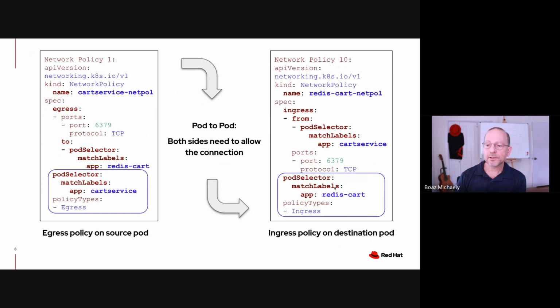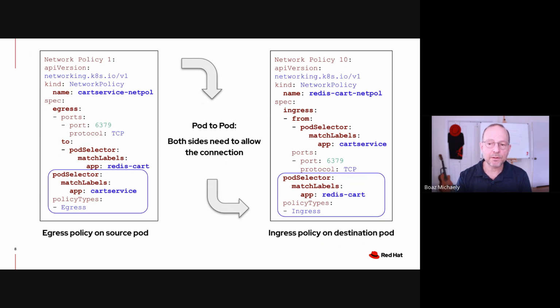On the other hand, let's look at Redis cart. In order for communication to be allowed, both sides need to allow it. If one of the sides doesn't have a network policy at all, then everything is allowed. But if it does have a network policy, it needs to specifically allow the other side to communicate with it. So in this case, this network policy selects Redis cart. It's an ingress type policy, and it has ingress rules saying, I'm allowing port 6379 on TCP from cart service. Already you can start to get a feel for some of the complexity in the YAML.